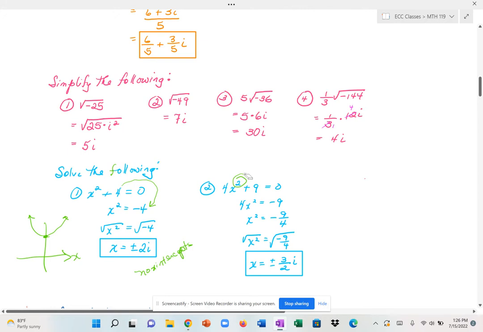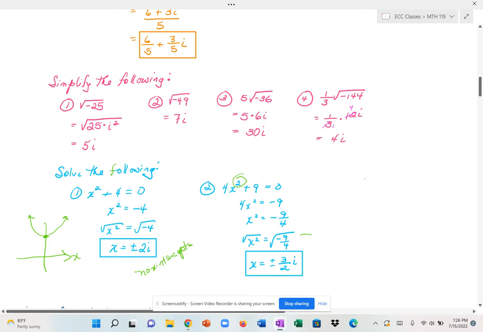4x squared plus 9 has similar results. Again, you can't factor it, so you can solve it with the quadratic formula, or you can use the square root method, which again is faster. So I'm going to subtract 9 from both sides and then divide both sides by 4 and then take the square root of both sides.